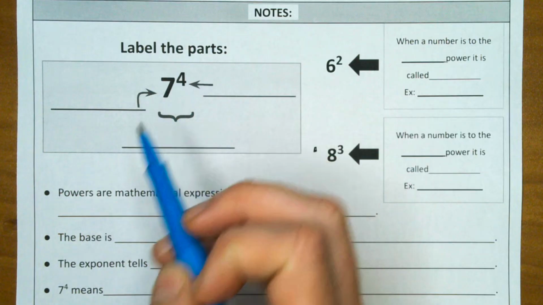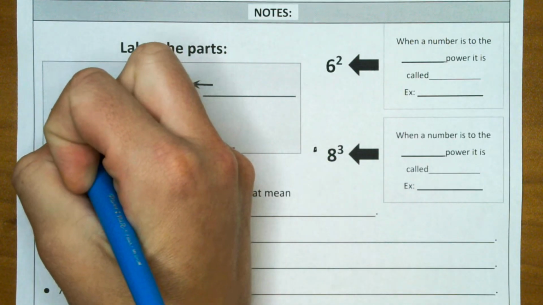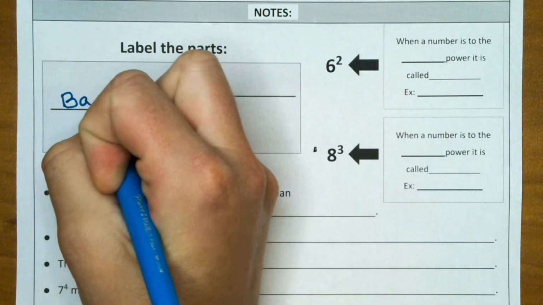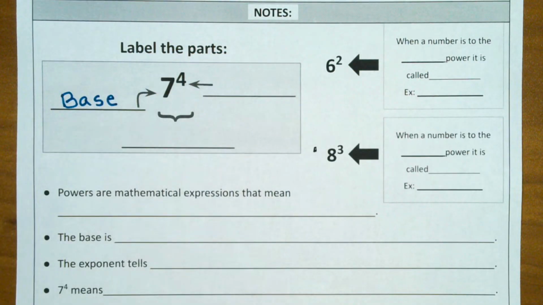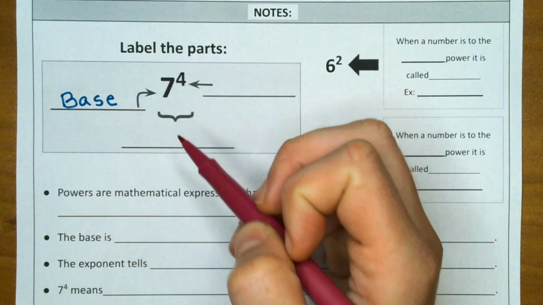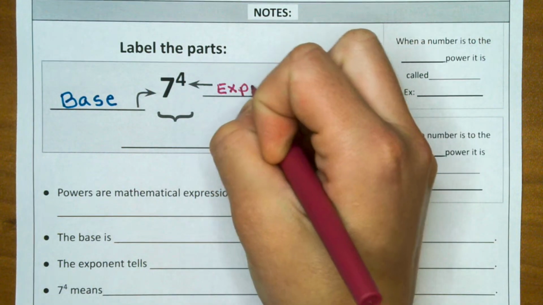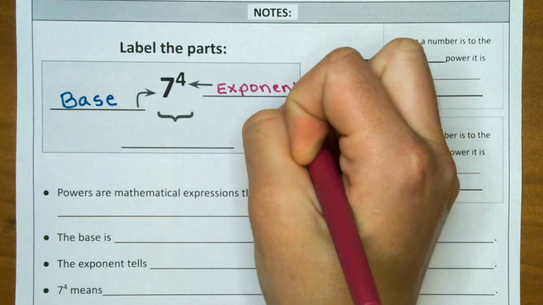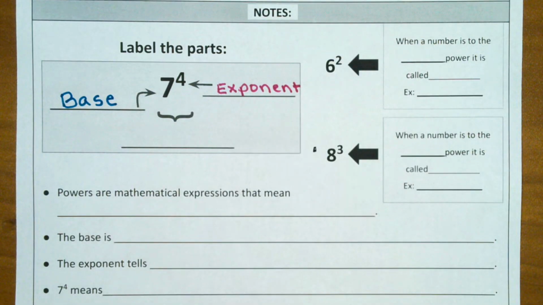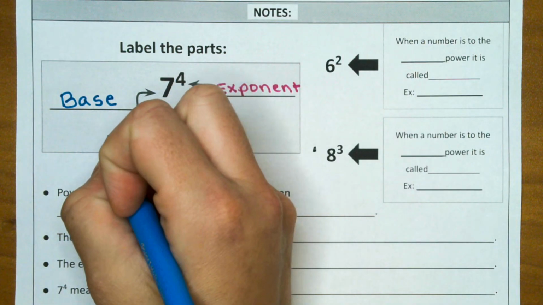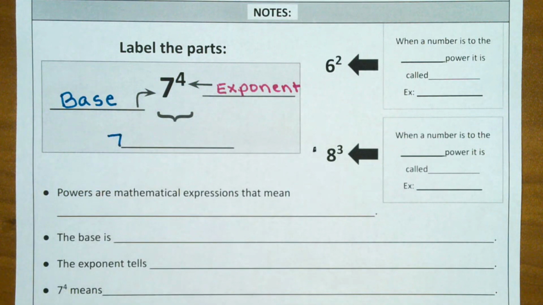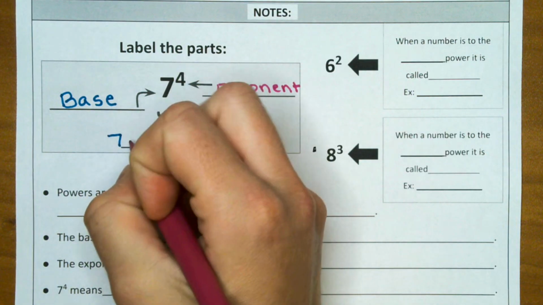Our big number in an exponent is called the base. Make sure to write with me. And then the small number in the top right corner is the exponent. And like I just mentioned, the way we would say this out loud is 7, our base, to the 4th power.